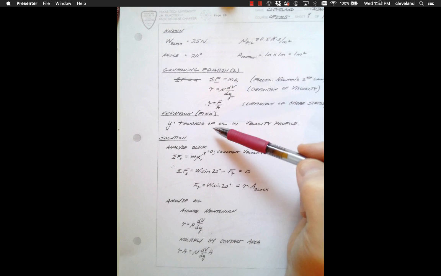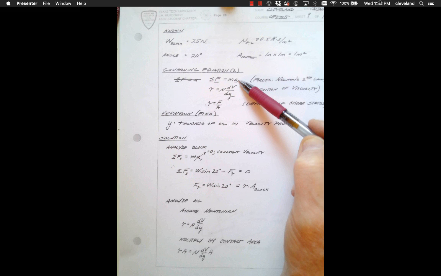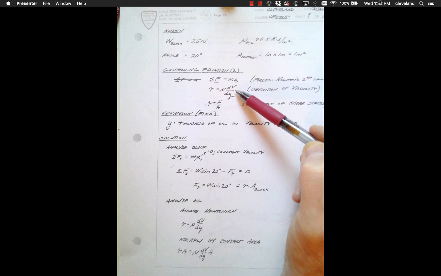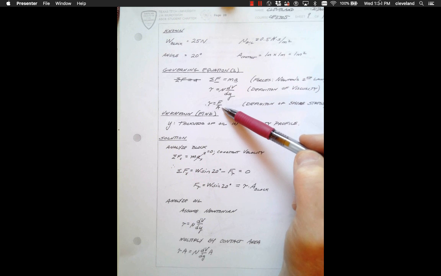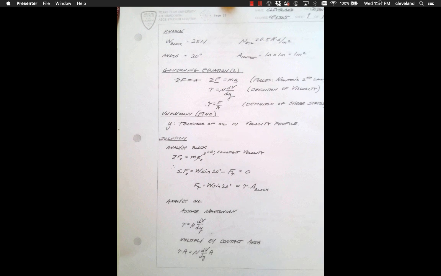And the governing equations we're going to apply are F equals ma, with the acceleration set to 0. We have the definition of viscosity, which is tau is equal to mu times dV/dy. And we have the definition of shear stress, tau is equal to force over area. Okay, so here's our solution procedure. Let's first analyze the block.